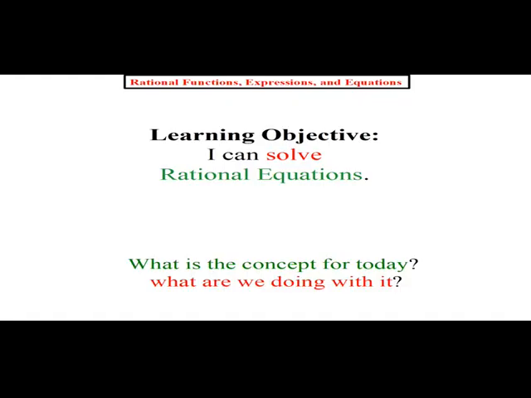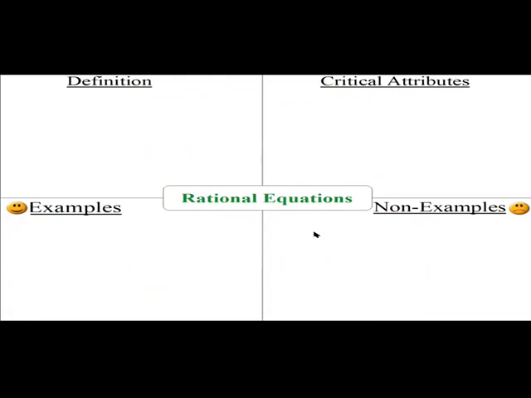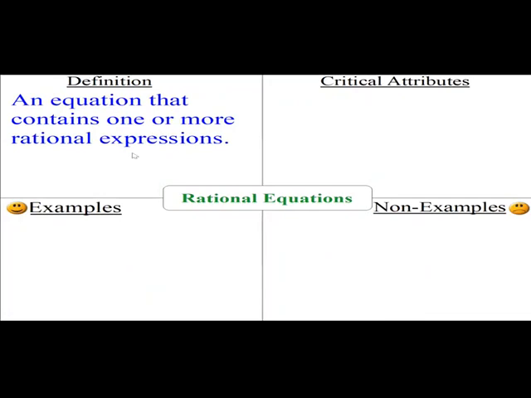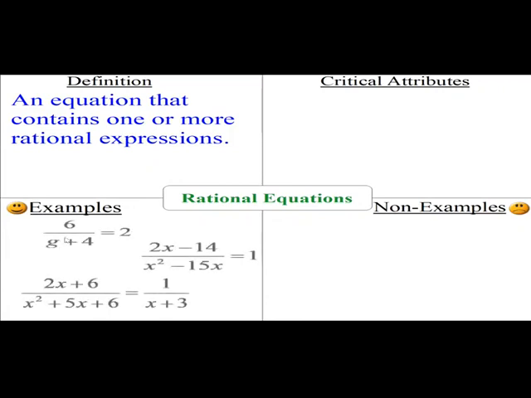All right. Once again, I can solve rational equations. So what are rational equations? Here we go. Rational equations are equations that contain one or more rational expressions. Examples: 6 over g plus 4 equals 2. 2x minus 14 over x squared minus 15 equals 1. And 2x plus 6 over x squared plus 5x plus 6 equals 1 over x plus 3. Copy those.